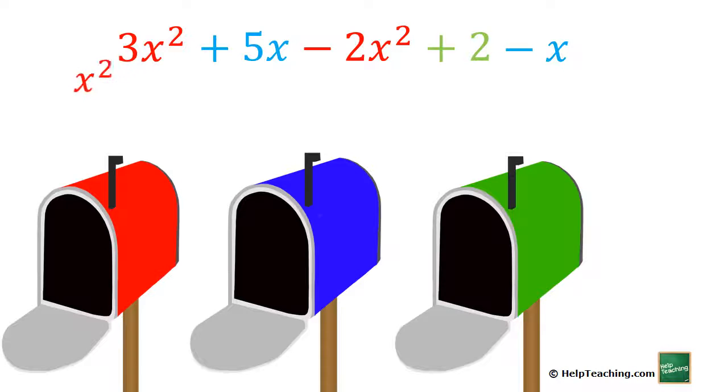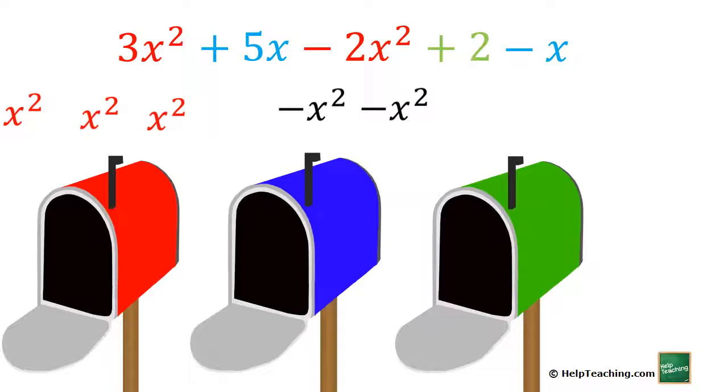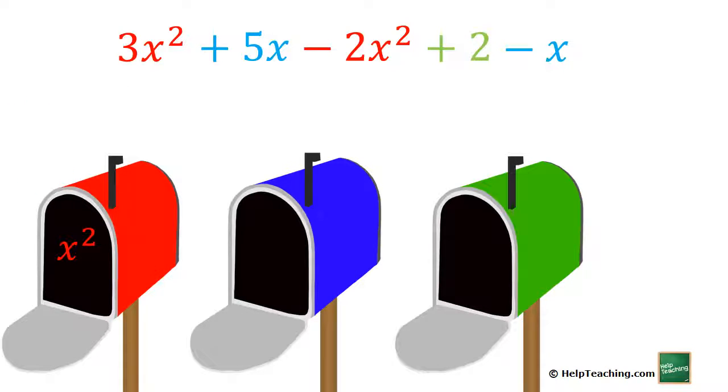So I'm going to separate these out. So I have 3 x squareds and I have 2 negative x squareds. The negative x squareds each cancel out one of the positive x squareds, and I'm left with just an x squared in the red box. Now let's do the x's. I'm going to have 5 positive x's and 1 negative x. The negative x will cancel out one positive x, which leaves me 4x left in the blue box. And I just have a 2 left in the green box. It's the only one without a variable. So the final answer is x squared plus 4x plus 2.